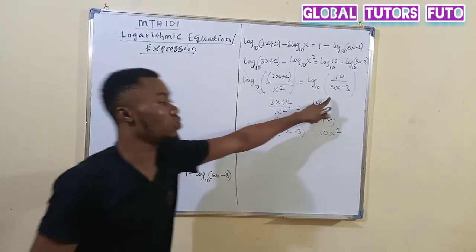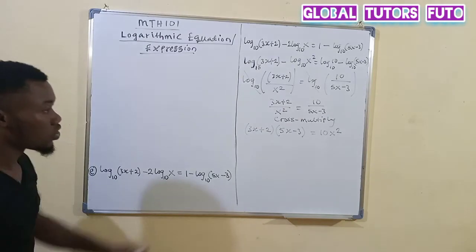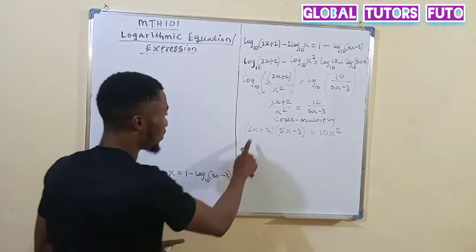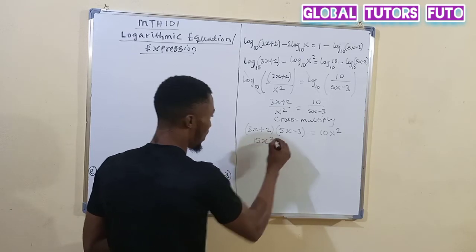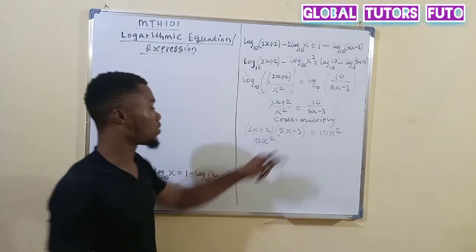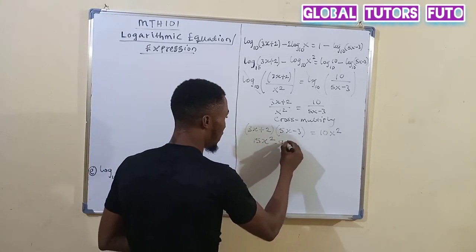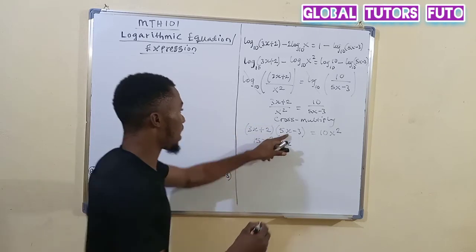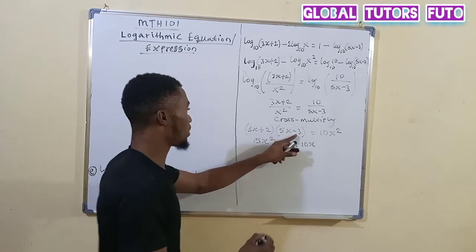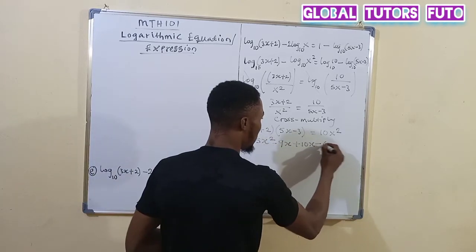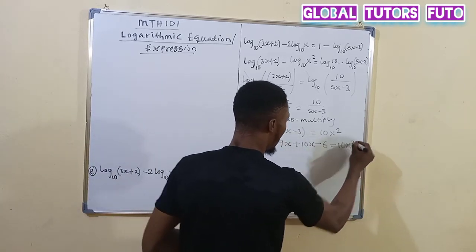Okay, x squared will go to this, that is 10x squared. So when we expand this, 3x times 5x, 3 times 5 is 15x squared. 3x times minus 3 will give us minus 9x. 2 times 5x will give us plus 10x. 2 times minus 3 will give us minus 6, is equal to 10x squared.